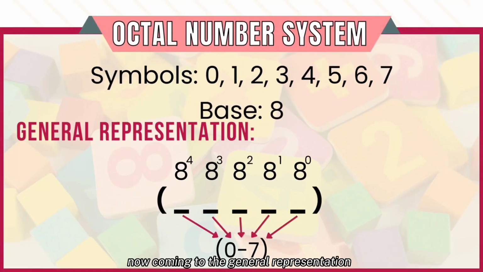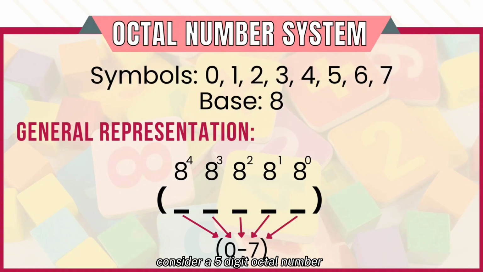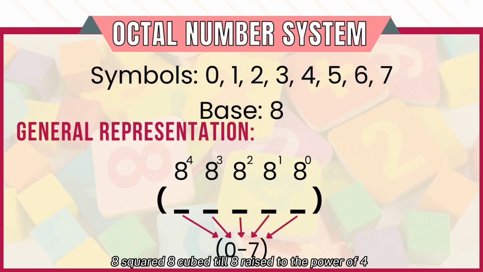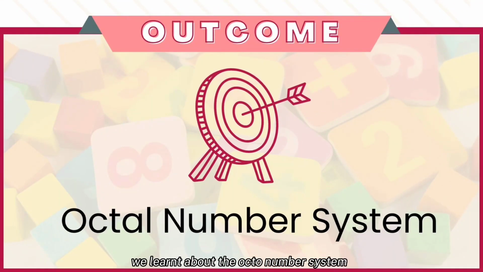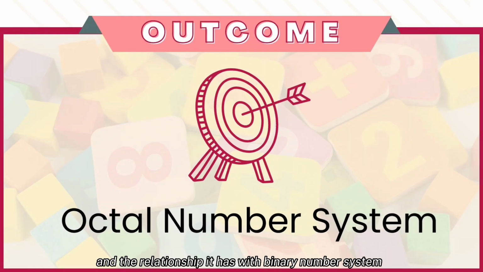Now, coming to the general representation, consider a 5-digit octal number. All these places can have any symbols from 0 to 7, and being octal, the base of the number would be 8, and the place values will be 8 raised to the power of 0, 8 raised to the power of 1, 8 squared, 8 cubed, till 8 raised to the power of 4. So in this session, we learned about the octal number system and the relationship it has with the binary number system.